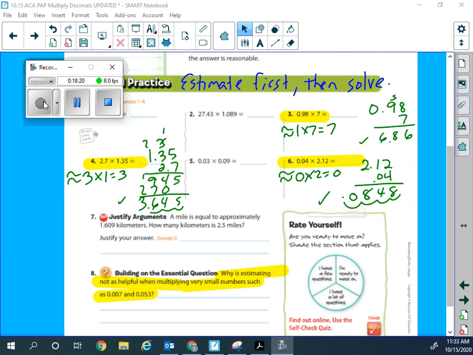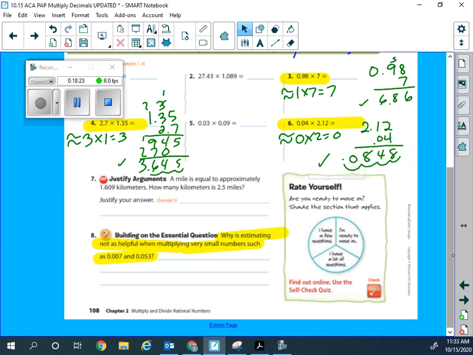Yeah. Okay, so now what I want you to do is number 8 says, why is estimating not as helpful when you're multiplying very small numbers, such as 0.007 times 0.053? Take a second to think about that. Why would estimating not be very helpful on that one, Alex? Why would that not be very helpful, Matthew? Right, because they both round to 0, which means your estimate's going to be 0, right? So that's why it's not very helpful. When those numbers are very, very small, then you're always going to be very small. Okay? Are we good? Okay, next page.